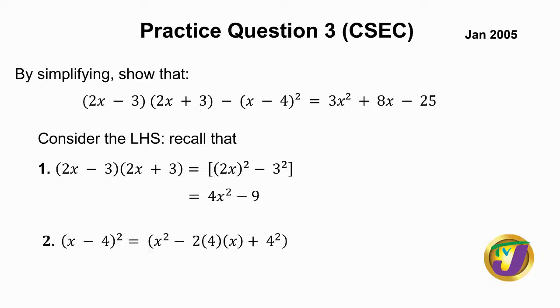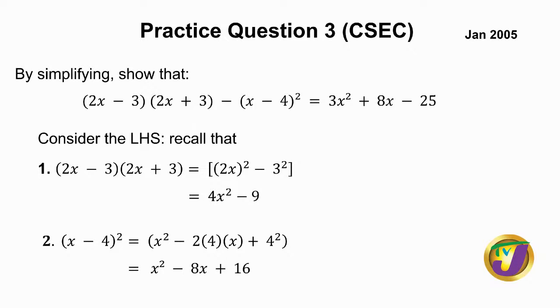All right? And you also said that we could use the perfect square with the subtraction sign. Yes. And we identify our a and b. There you go. X being a, 4 being b. And we would have just substituted. That's correct. So we are going to use now 4x squared subtract 9, x squared subtract 8x, and then we're adding 16, adding 16 to that.